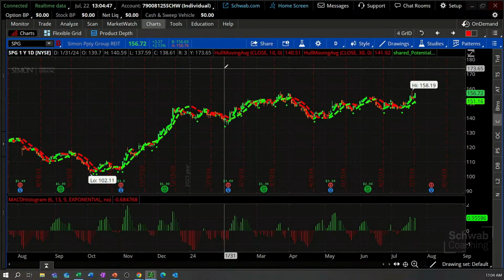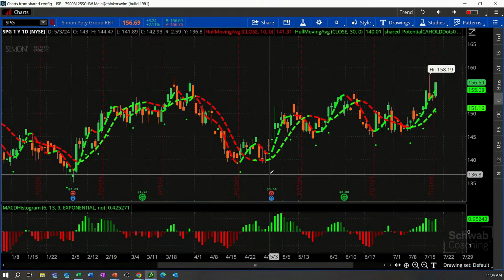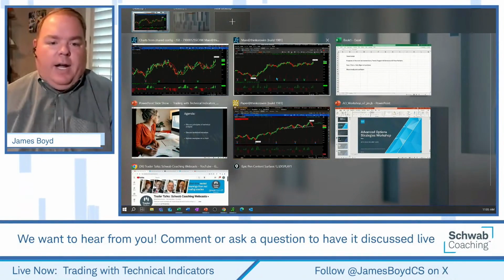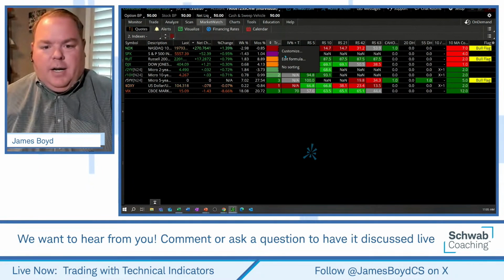Now, what I want to do is bring up this chart, and I'm going to bring up this one right here. I'm also going to share with you right now the trend script for the market watch and also the script for these charts that we'll be looking at here today, okay? So let me just do this real quick and go back to the market watch. Right-click, edit formula.